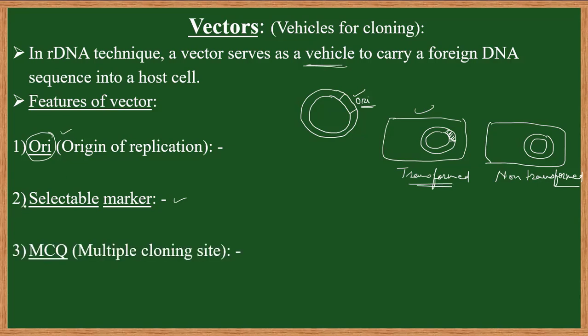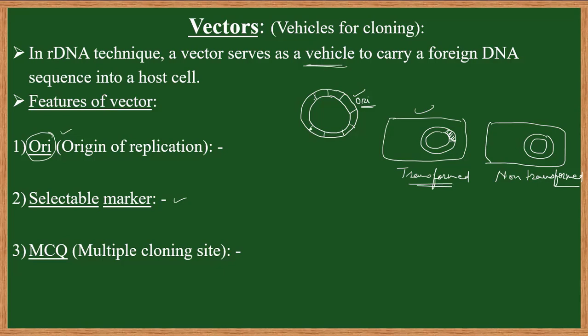Now the third character is the multiple cloning site. Multiple cloning site means suppose here is one vector, and here is a site with a recognition sequence for a particular restriction enzyme, and there are multiple recognition sites. So a particular restriction enzyme can cut at multiple sites. This gives flexibility, as there are multiple chances to cut.